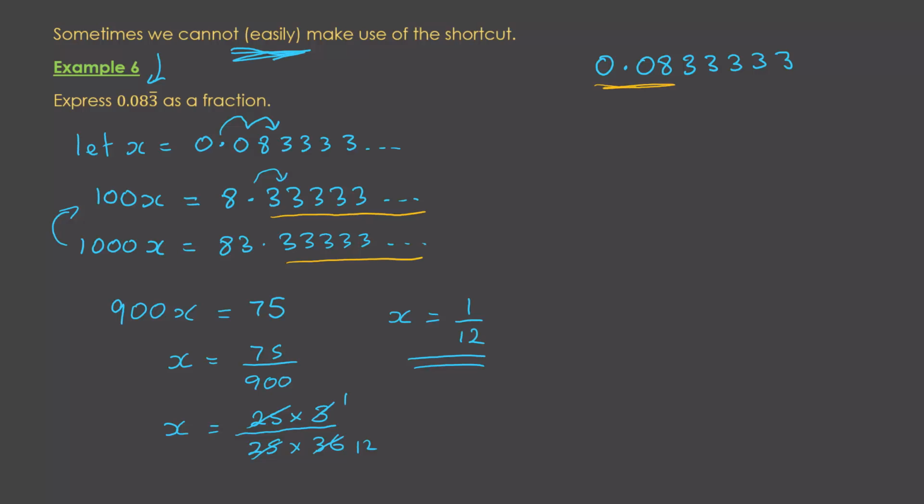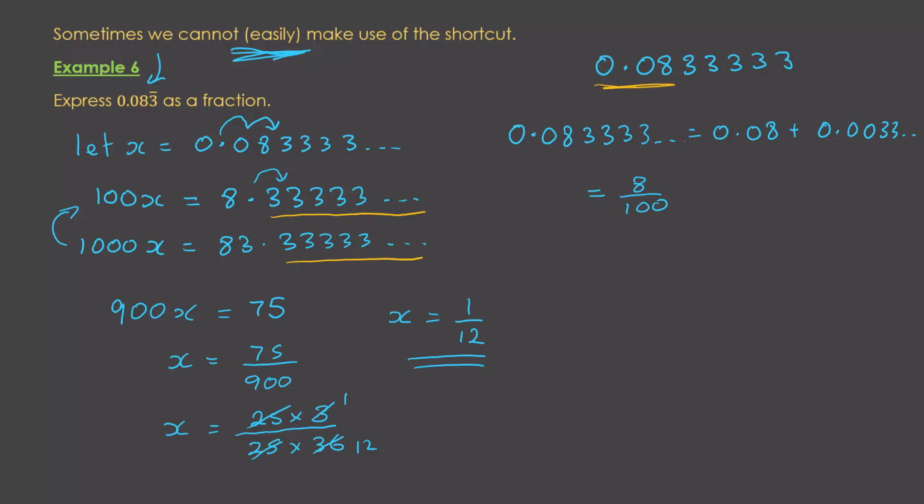Now I said that we can't easily make use of the shortcut, but could we make use of the shortcut? Well, yes we can. We can note that 0.08333 and so on is equal to 0.08 add 0.0033 and so on. Now the 0.08 is easy to deal with. We know that that is 8 over 100.